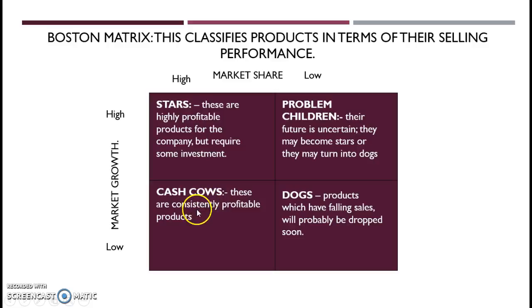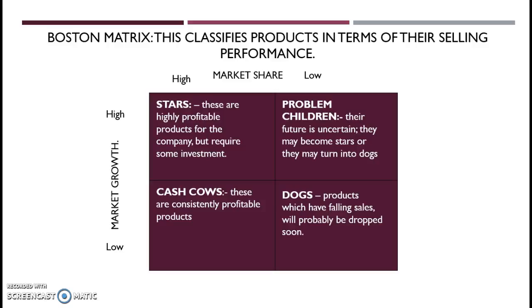Going down, where you've got low market growth, the market isn't growing particularly fast, but you've got a very high market share, this is what we know as the cash cow. Very profitable, consistent, well-established brands, with a very high level of brand loyalty.